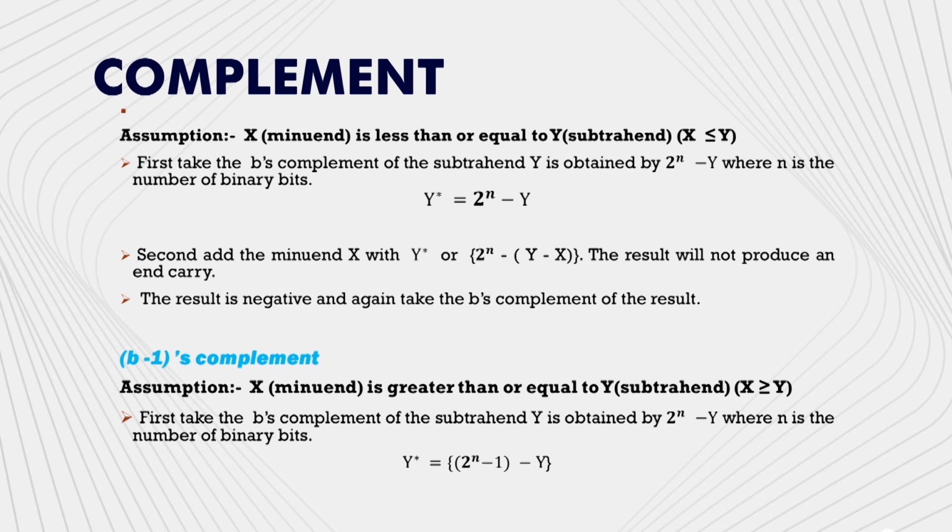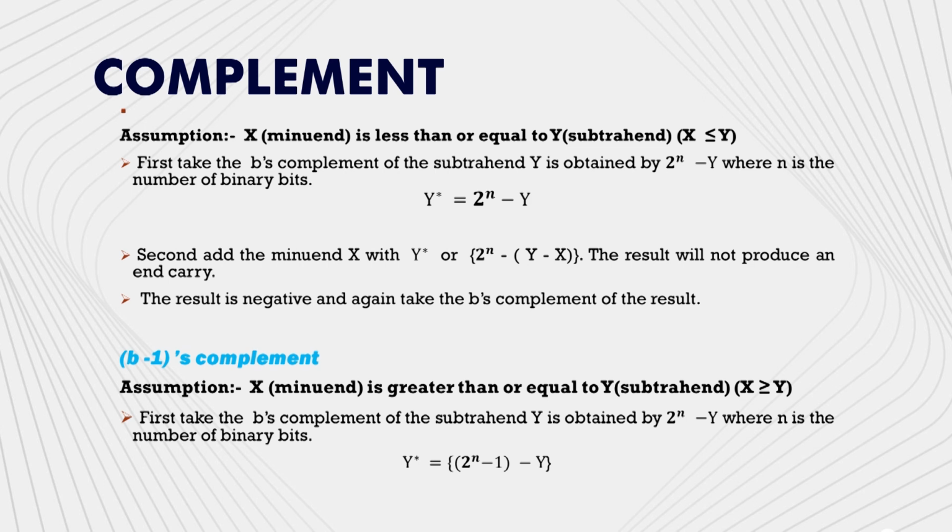Now, we go over the second assumption, where the minuend x is less than or equal to y, the subtrahend. What we have done before, again we take the b's complement of the subtrahend, obtained as y asterisk equal to 2 raised to n minus y. Then second, add the minuend x to y asterisk, or you can write it as 2 raised to n minus, within brackets, y minus x. The result will not produce an end carry, because 2 raised to n minus y minus x shows that you are taking the 2's complement of y minus x. So, that means the result is negative, and again take the 2's complement of the result.